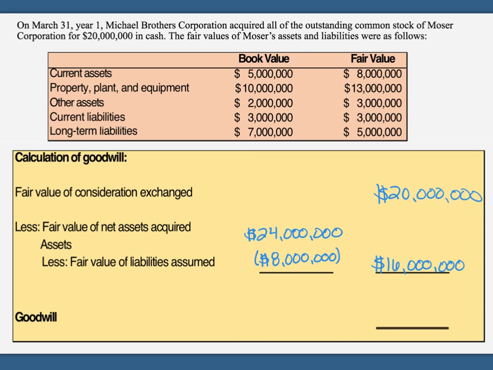So now we have the fair value of consideration exchanged at $20 million. We subtract $16 million, the fair value of net assets acquired, and that's going to give us goodwill of $4 million.